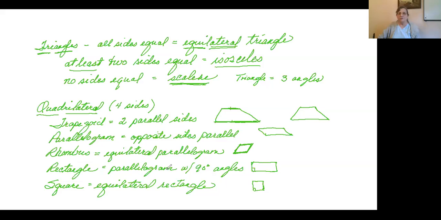Everybody already knows that a rectangle has 90-degree angles. So it's a parallelogram with 90-degree angles. And a square is an equilateral rectangle where all 4 sides are the same. And this would also be called a regular quadrilateral. This would be a regular triangle. Regular means all the sides are the same.